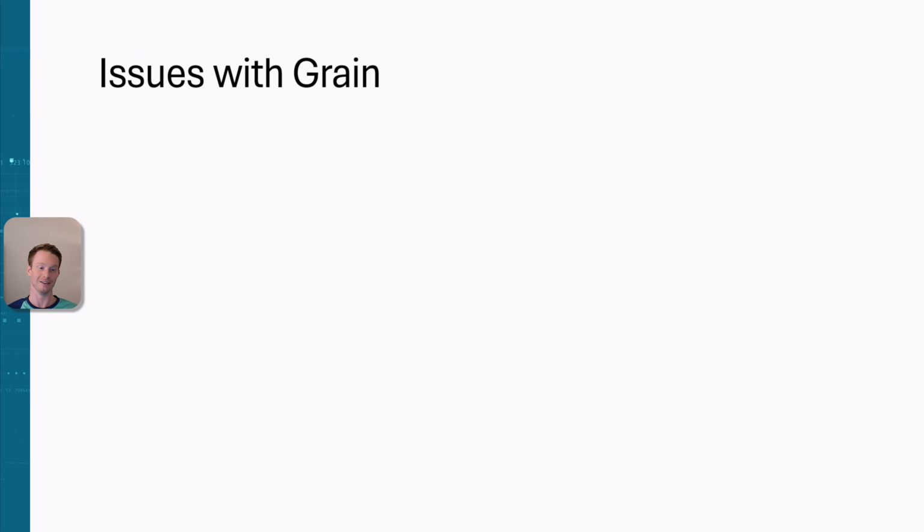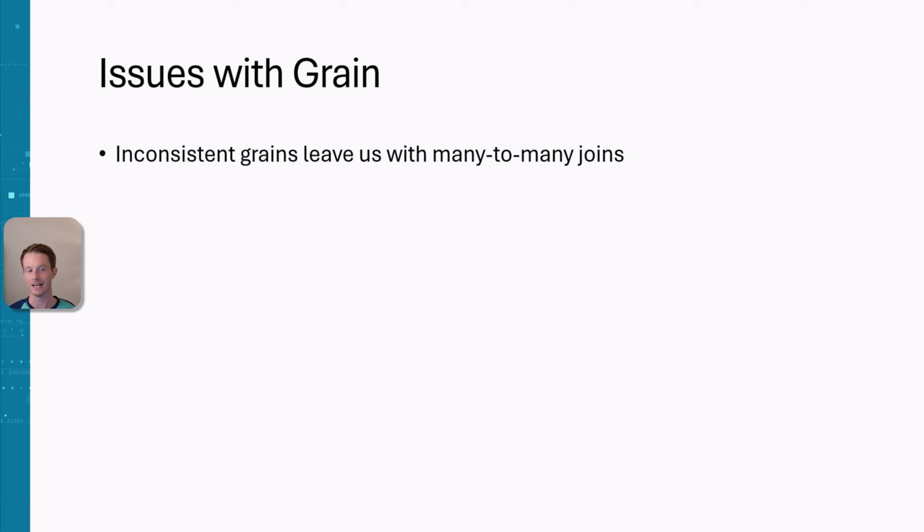So, issues with grain. When we do have these X's, these warnings, there's a few things we can do when building a Power BI star schema. Inconsistent grains leave us with many-to-many joins. I'm not going to go deep into many-to-many joins. Have a quick Google, ask your favorite AI.